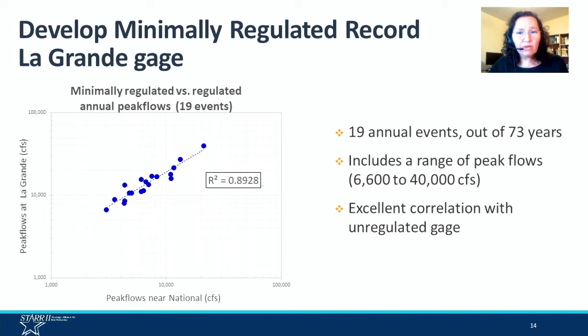When comparing La Grande's regulated record against National's unregulated record, we were able to identify 19 events out of a total of 73. For these events, peak flows at La Grande ranged in magnitude from 6,500 to 40,000 CFS, where 40,000 corresponded to the 1996 flood. Minimally regulated peak flows showed excellent correlation against the unregulated peak flows upstream of the reservoir, as you can see in the graph.